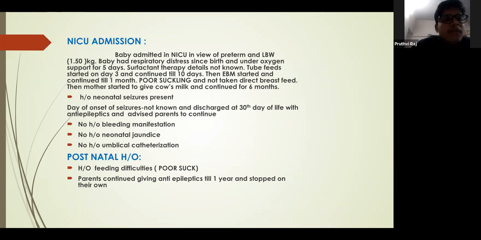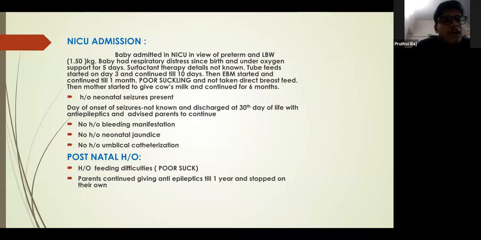NICU admission. Baby admitted in NICU in view of preterm and low birth weight. Baby had respiratory distress since birth and was under oxygen support for 5 days. Surfactant therapy details not known. Tube feeds started on day 3 and continued till 10 days. Then expressed breast milk started and continued till 1 month. Poor suckling and not taken direct breastfeed. Then mother started to give cow's milk and continued for 6 months.